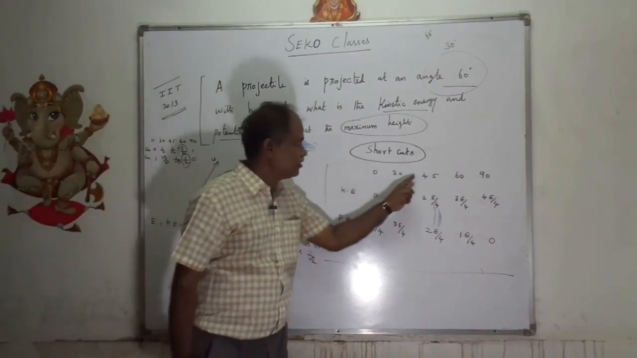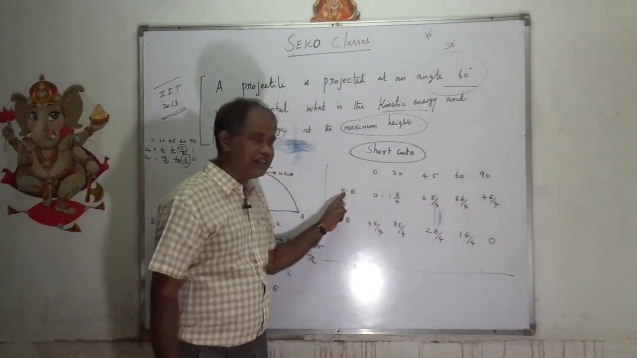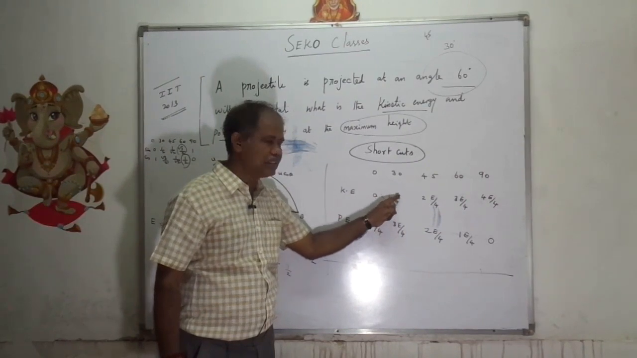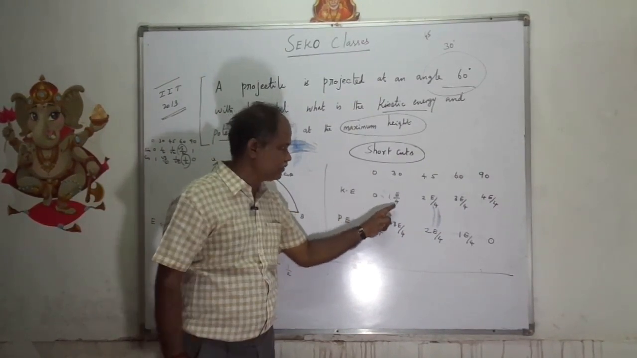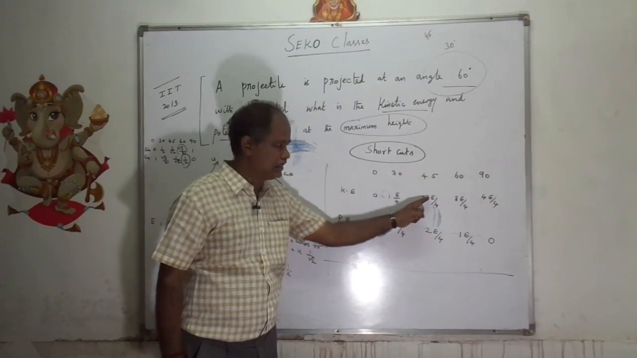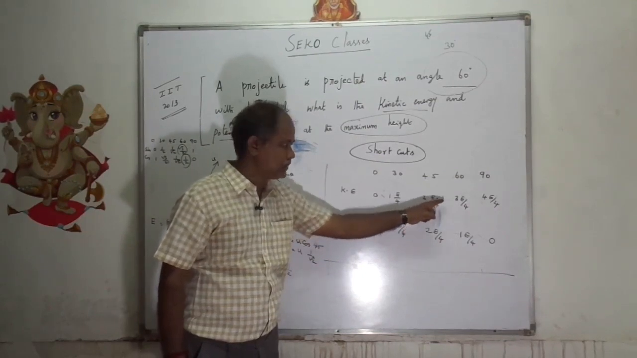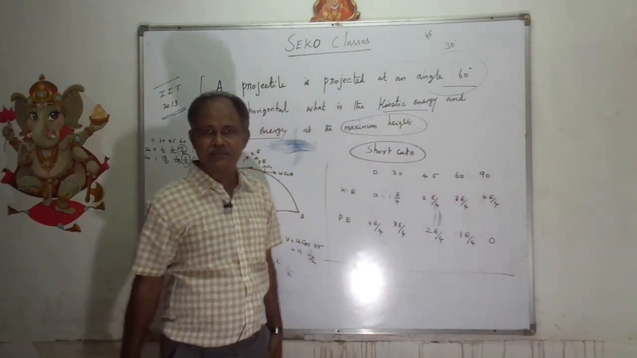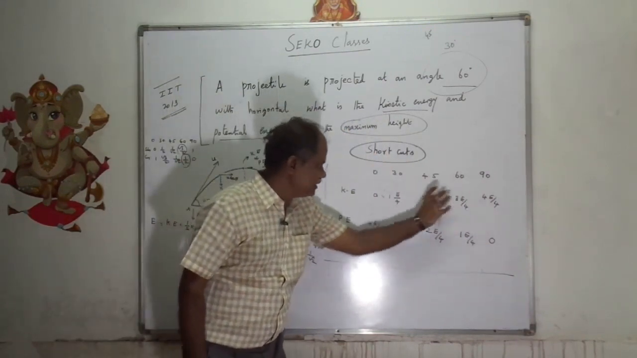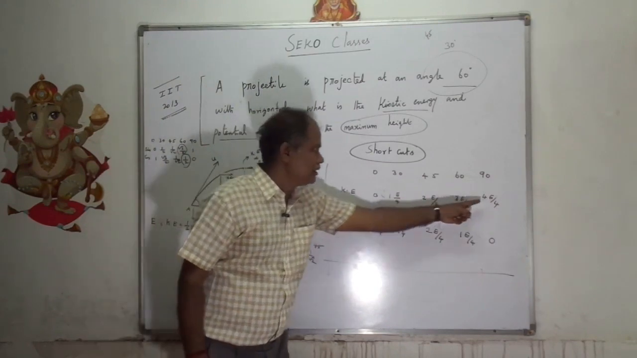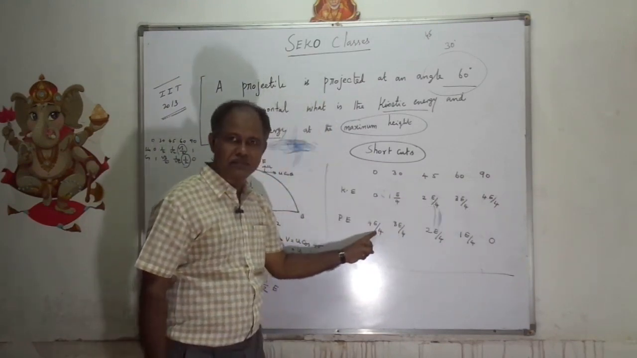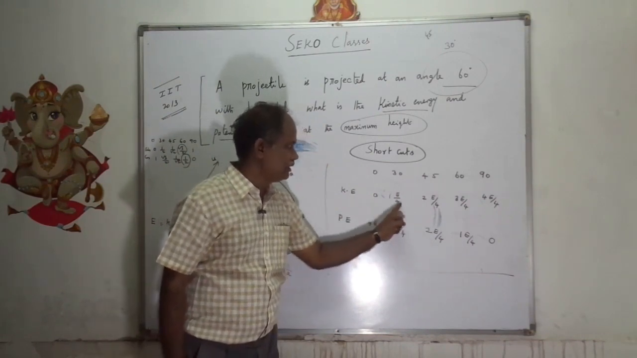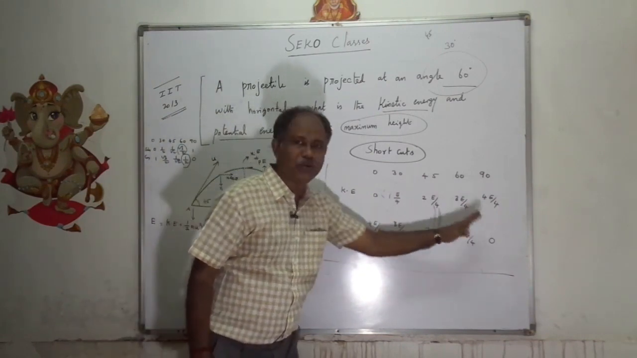Let's see, we are changing the angle of projection. What's the kinetic energy? First, we discuss the kinetic energy. 0, 1 E by 4, where E is the total energy, then 2 E by 4, 3 E by 4, 4 E by 4. For potential energy, just reverse this: 4 E by 4 here, 3 E by 4 here, 2 E by 4 here, 1 E by 4 here, 0 here.